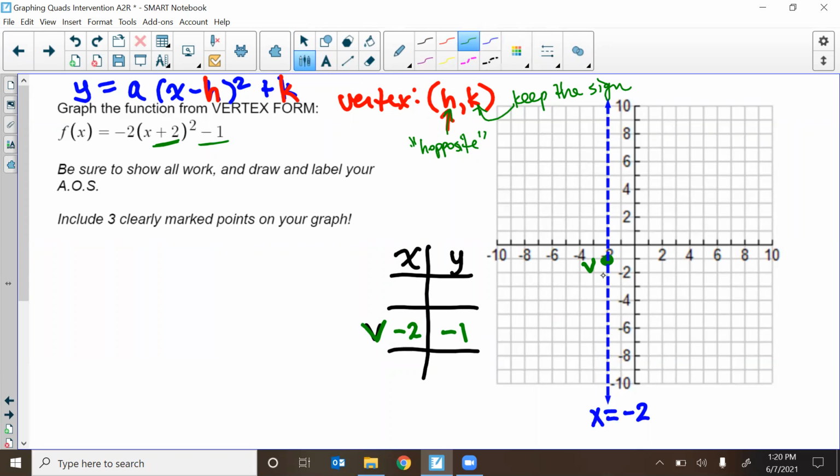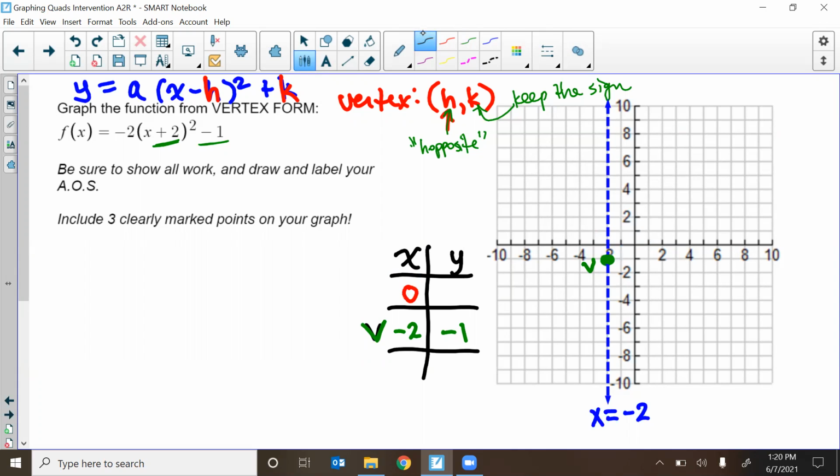Now I just need to find 2 other points. So again, I could put in -1 or -3 or 0 or -4. I wouldn't go too much more than 2 spaces away from the vertex because this is exponential and it grows very quickly, or it grows negative very quickly, either way. So I'm just going to choose 0 for this one, just because that's 2 spaces away.